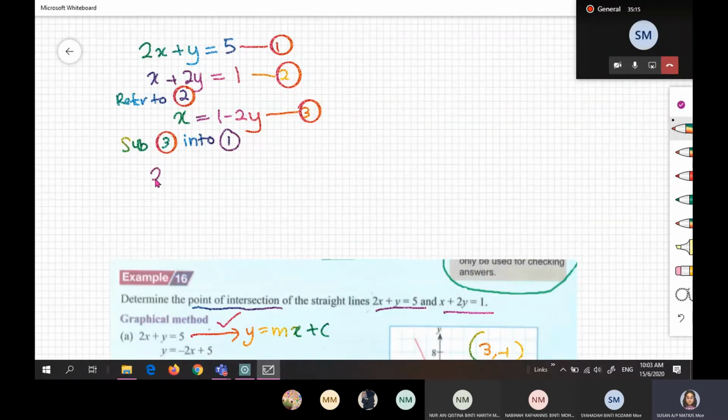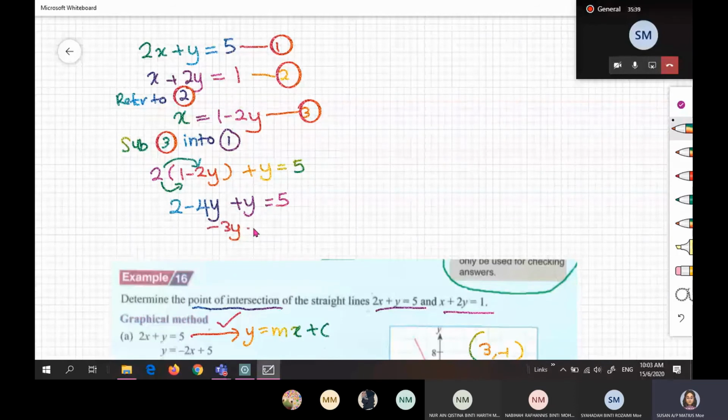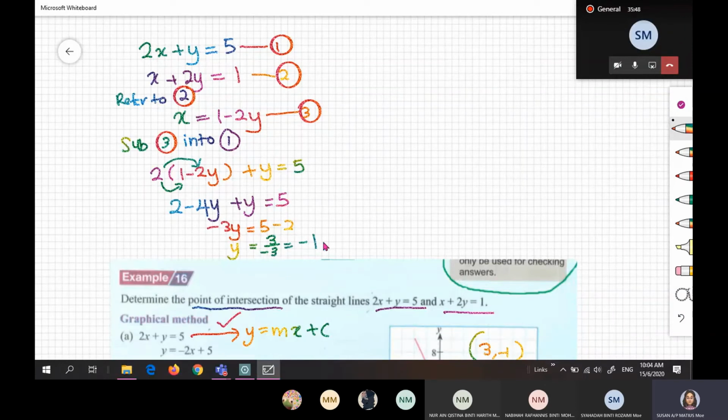So 2x, wherever you see x is going to be substituted with 1 subtract 2y, plus y equivalent to 5. So let's open the brackets here. You'll get 2 subtract 4y plus y is equivalent to 5. Negative 4y and y, you get negative 3y, 5 subtract 2. So negative 3y is equivalent to 3, y is equivalent to 3 divided by negative 3, y is equivalent to negative 1.